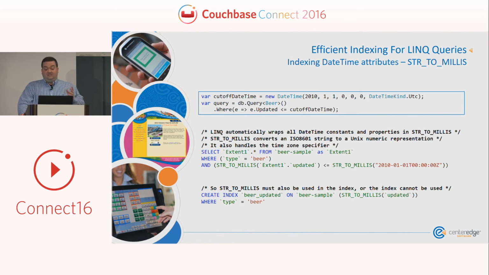And this doesn't just apply to string to millis either. You can actually use any number of other functions in anything that you're using, as long as it's a deterministic function. You can use those in your index to optimize your processes.